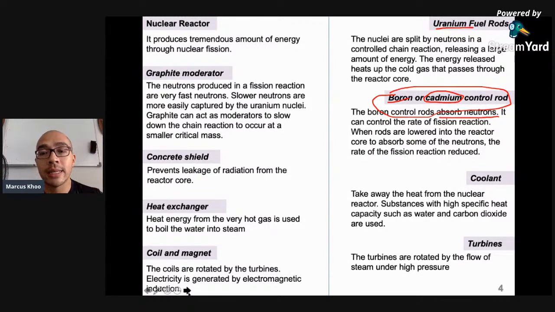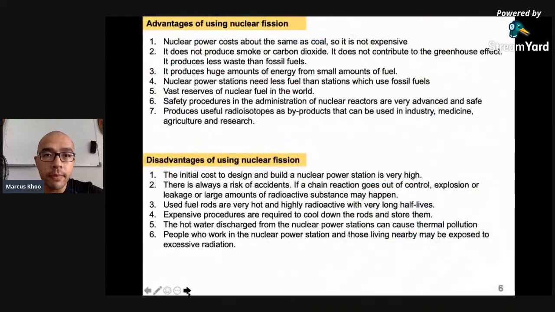Okay, there is a small part that we all have to play in order to make sure that the nuclear reactor does what it is supposed to do without presenting any danger to the people that are supposed to benefit from it. I will talk about that in a while, but let's talk about this one. We need to know what the advantages and the disadvantages of using nuclear fission are.